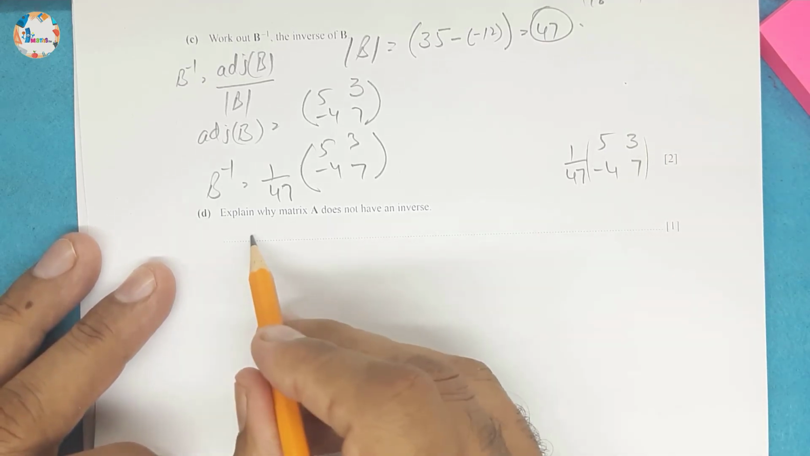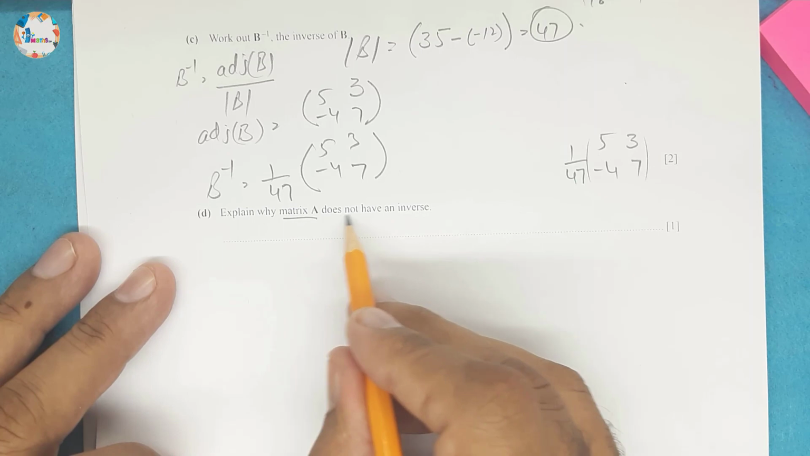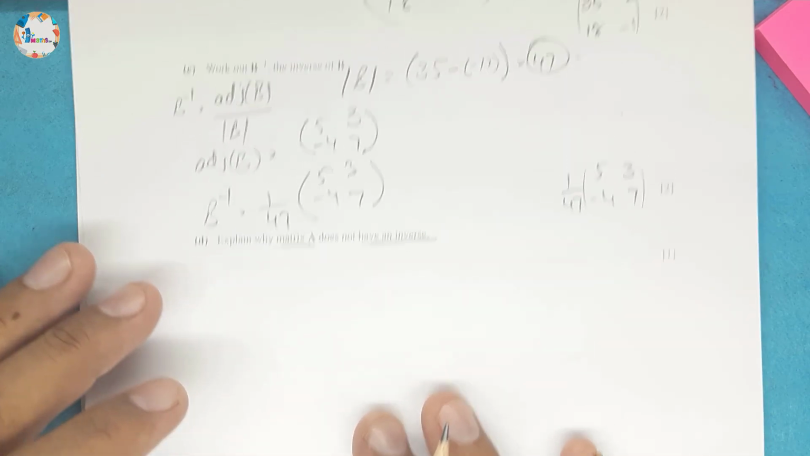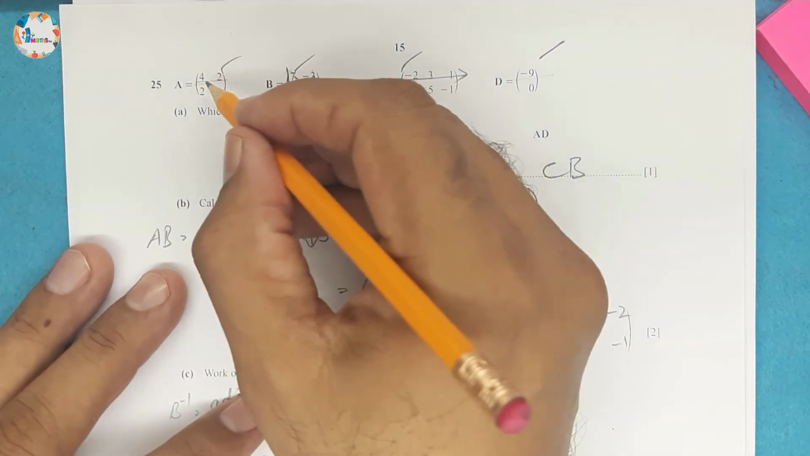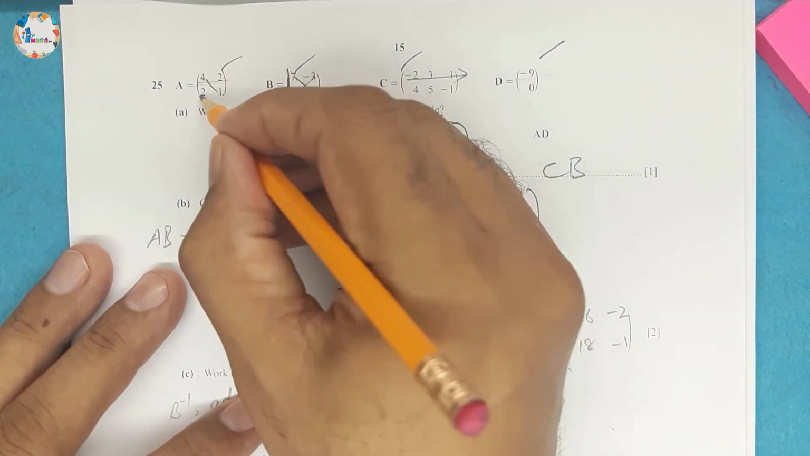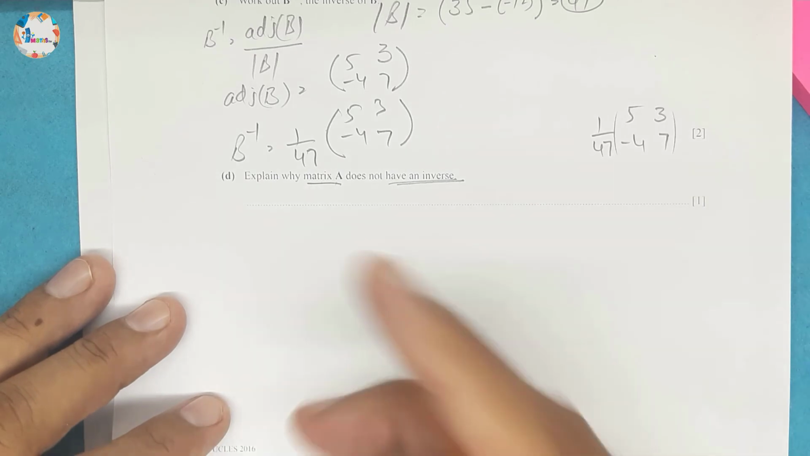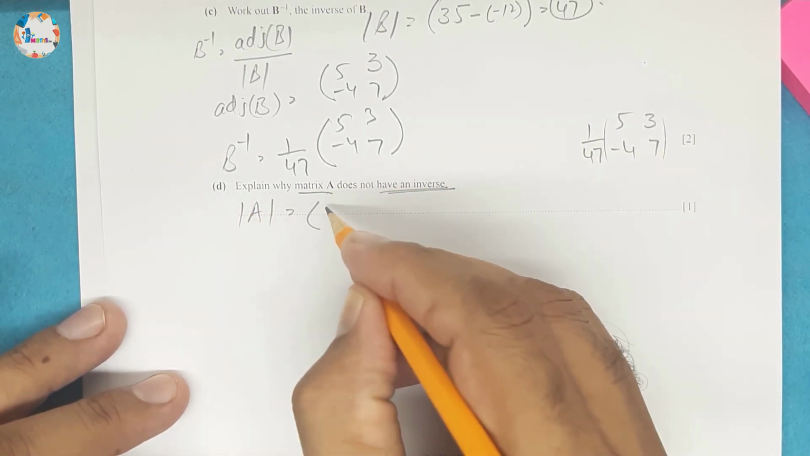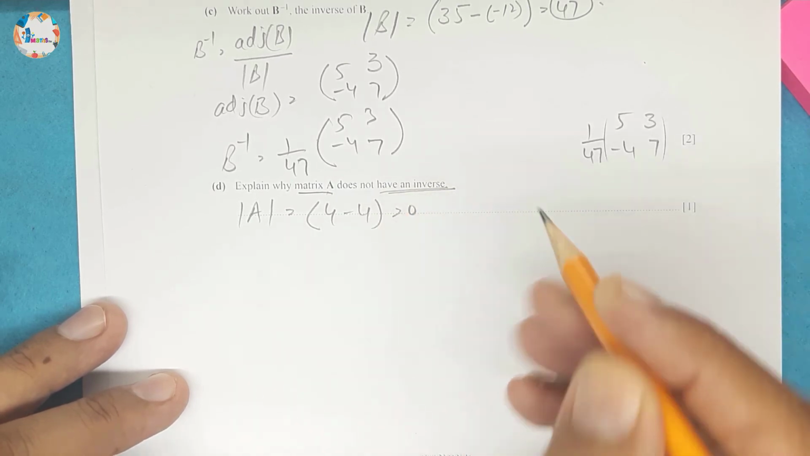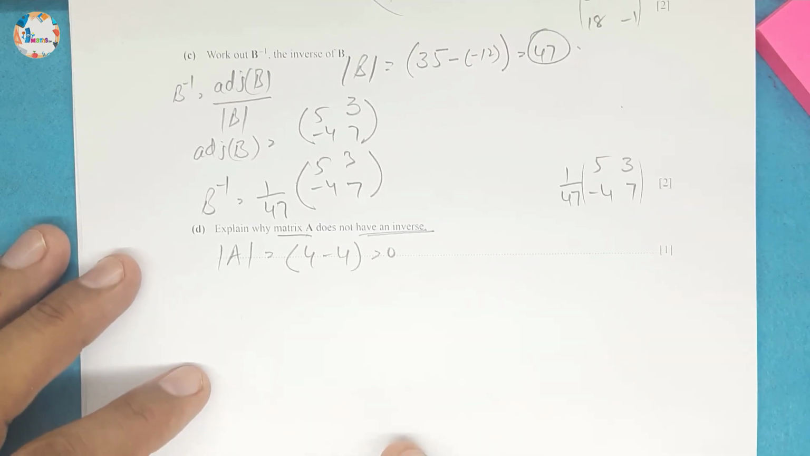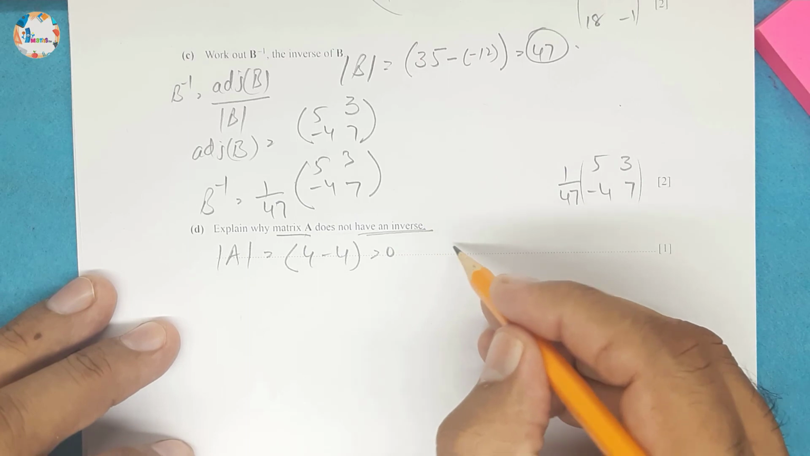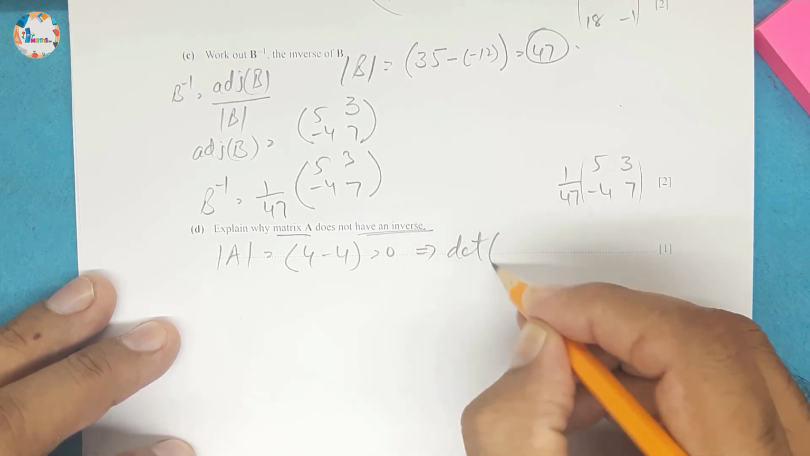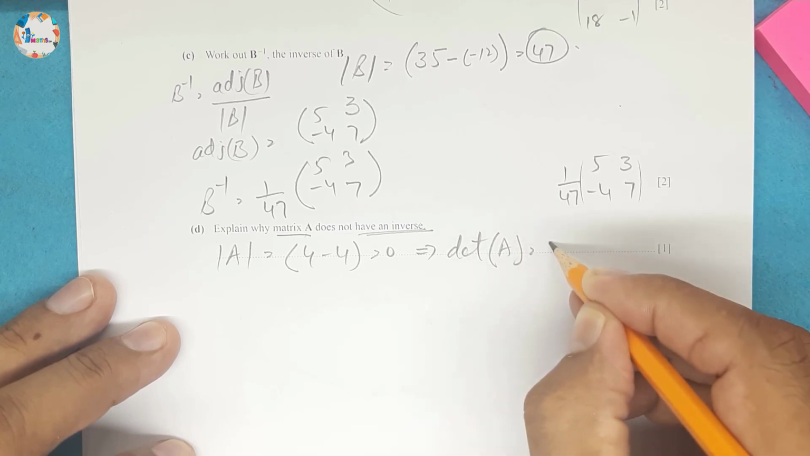Explain why matrix A does not have an inverse. Matrix A is basically this one. So if we find the mod, this will be 4 minus 4. So we can write here A mod is equal to 4 minus 4, which is equal to 0. So the determinant is 0. So we can write here, this implies the determinant of A is equal to 0.